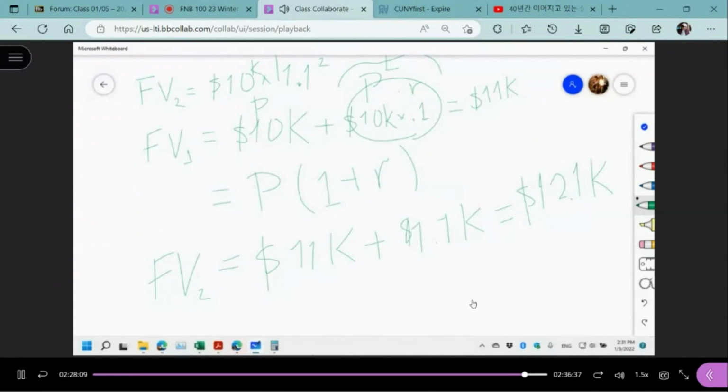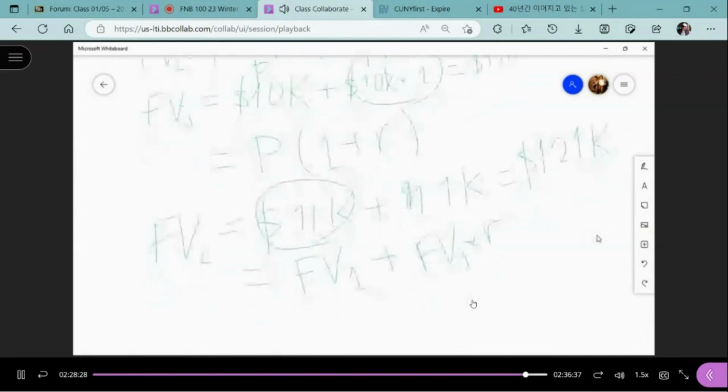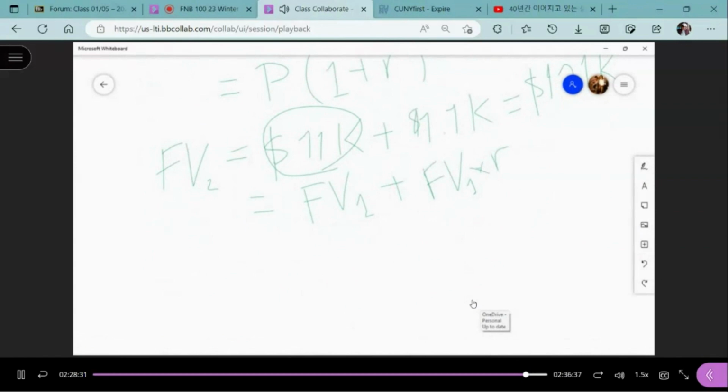So this is why. And then if I rewrite it, what is this? This is FV1, isn't it, right? And then this is FV1 times R. So you factor out the common factor. If you factor out the common factor, this is FV1, and this term is going to be just 1 because you factored out, and then this will be this. Yeah, just like this, we got it like that.